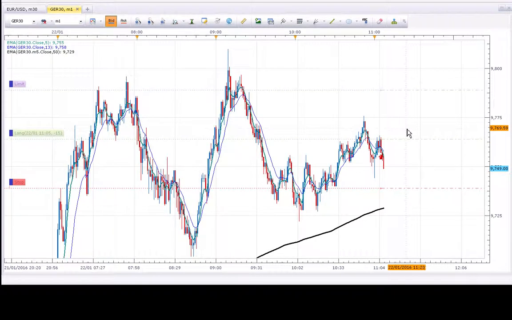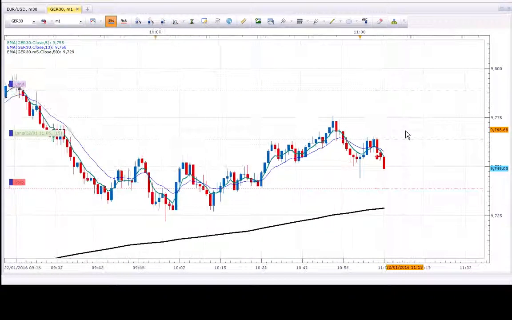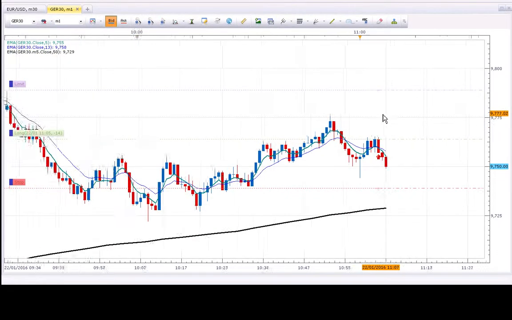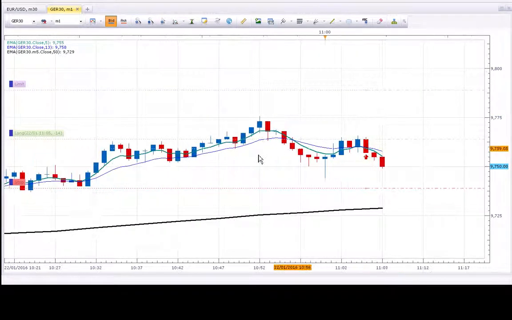I'm just showing you at the moment how you would go about making a decision to get into a trade. Some of them work out, some of them don't. Okay, so that is to use a 5-period moving average and a 13-period moving average.